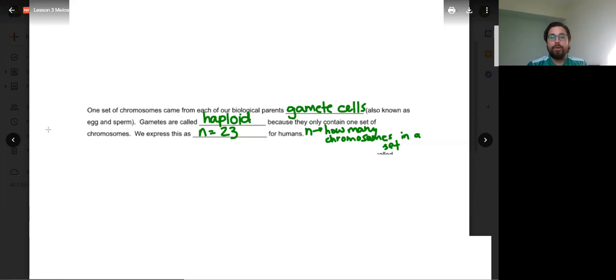So these gamete cells, also known as egg and sperm, are haploid. Gametes are called haploid because they only contain one set of chromosomes. As we learned above, we express this as N equals 23 for humans specifically, it's different for each species. N is representing how many chromosomes are in a single set. So we get one set from mom, 23 from mom, and one set from dad, or 23 from dad. So we express this gamete haploid number as N equals 23.